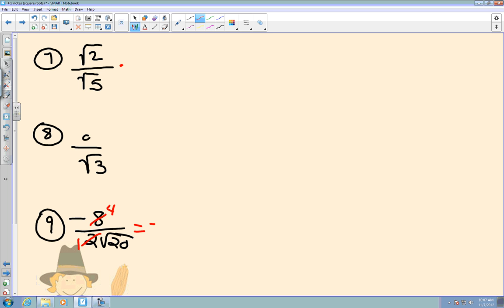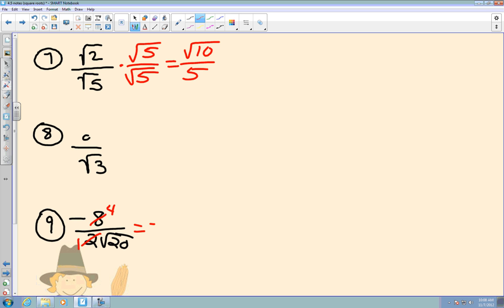Number 7, root 2 over root 5. Anybody remember what we need to do to rationalize the denominator? Remember, no roots will be left in the denominator. Probably times by root 5, both top and bottom. Yes? Okay, I'm going to multiply the top and the bottom by root 5. Now here's why. I look at the denominator, it's root 5. I need to multiply it by something to make that root go away. Well, root 5 times root 5 is just 5. Root 2 times root 5, they're both under the square root sign, so that's going to be root 10.